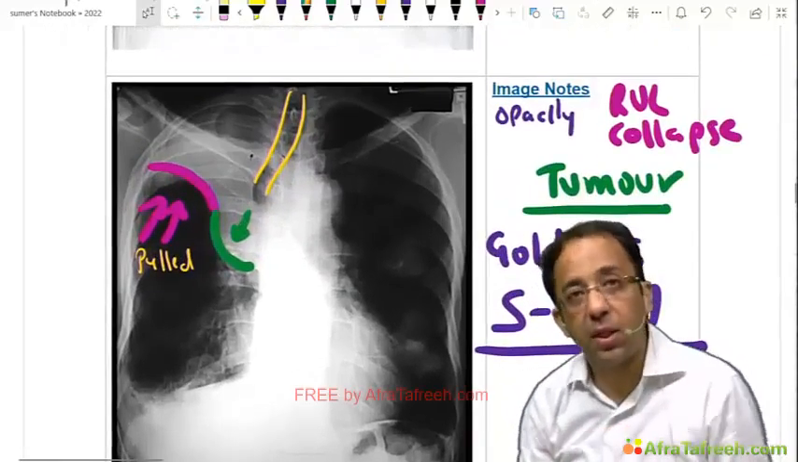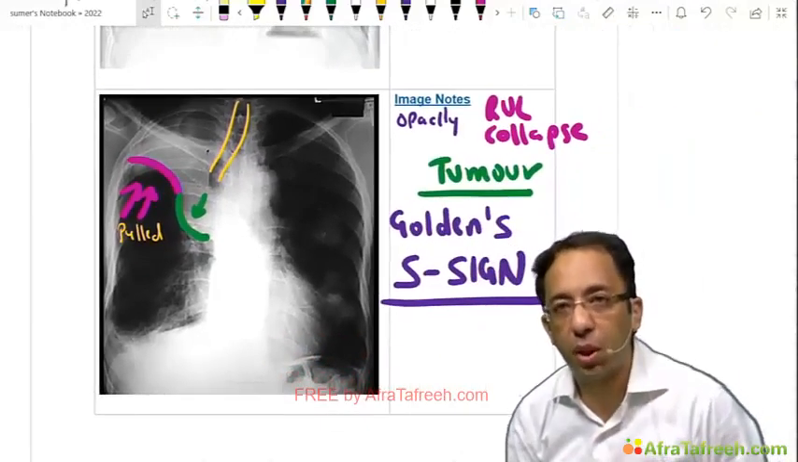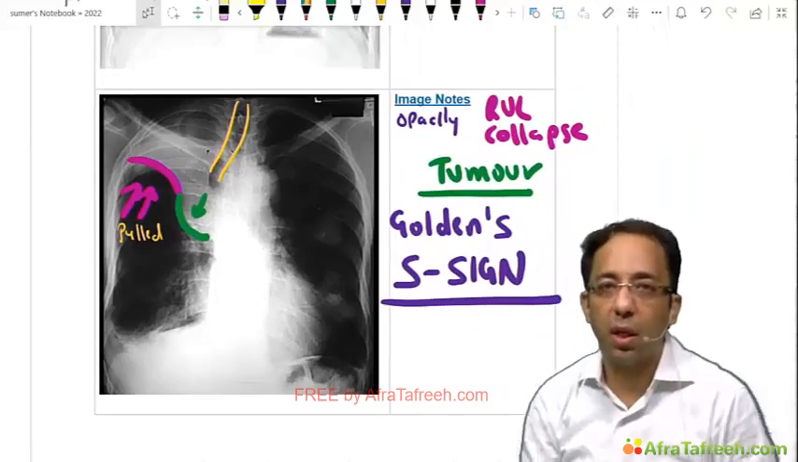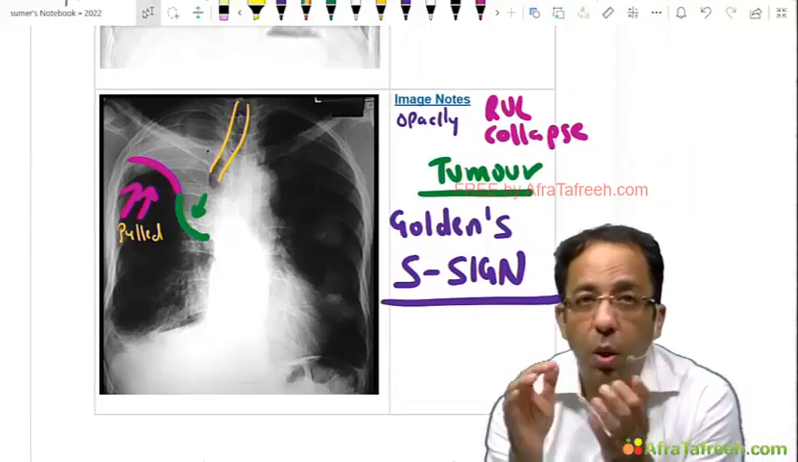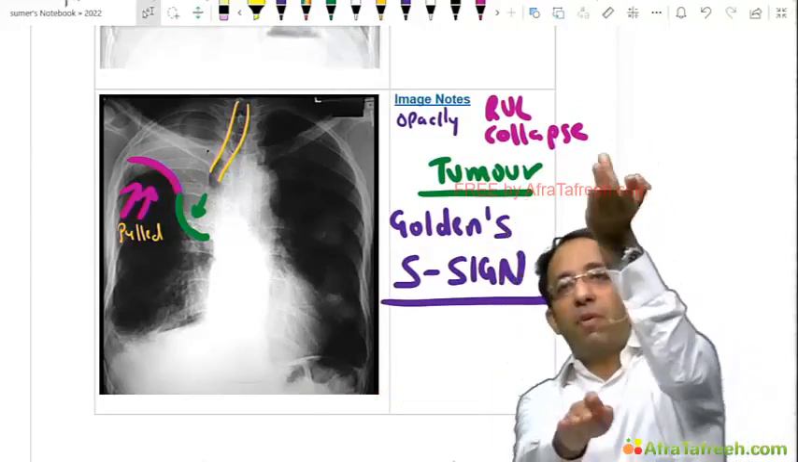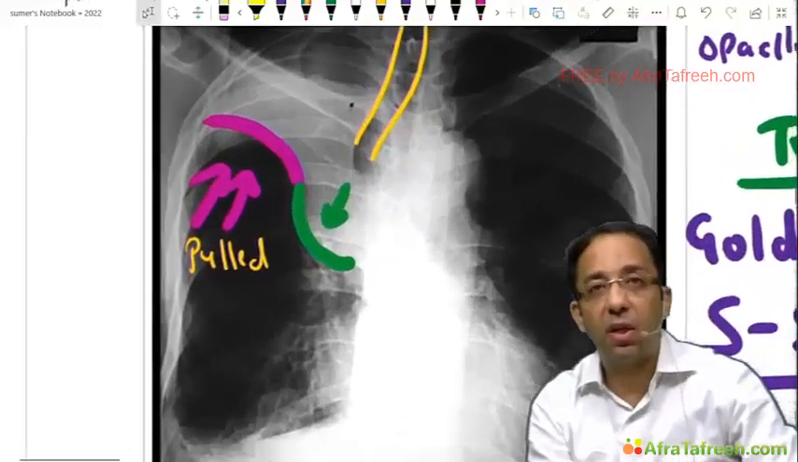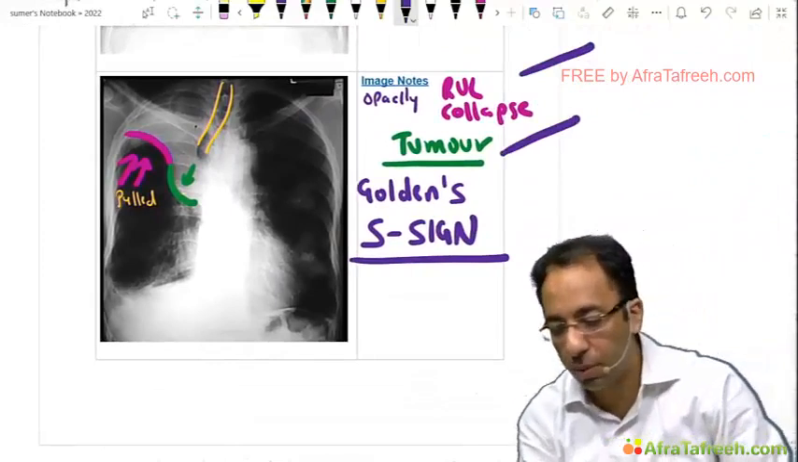While the second case is also right upper lobe collapse, there is evidence of an associated tumor which is called Golden S sign. The horizontal fissure is not only pulled up, it is pushed down in the center, pulled up in the periphery, leading to an S configuration which is seen in bronchogenic tumors and right upper lobe collapse.